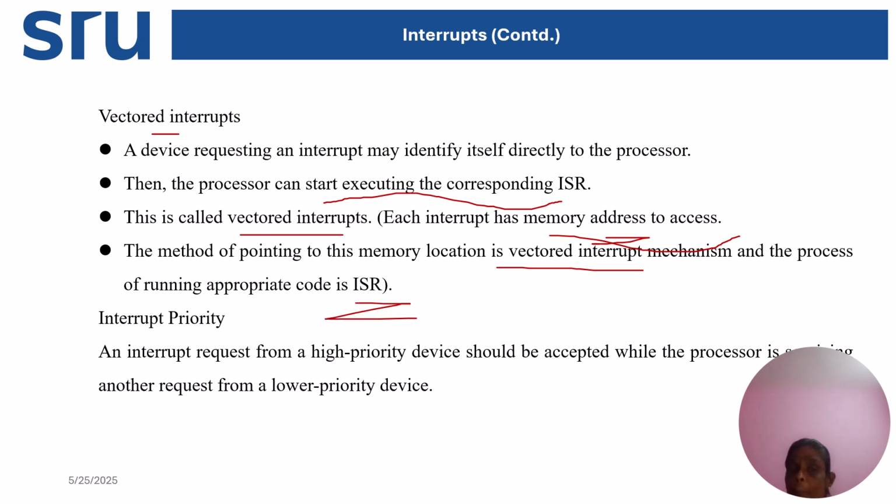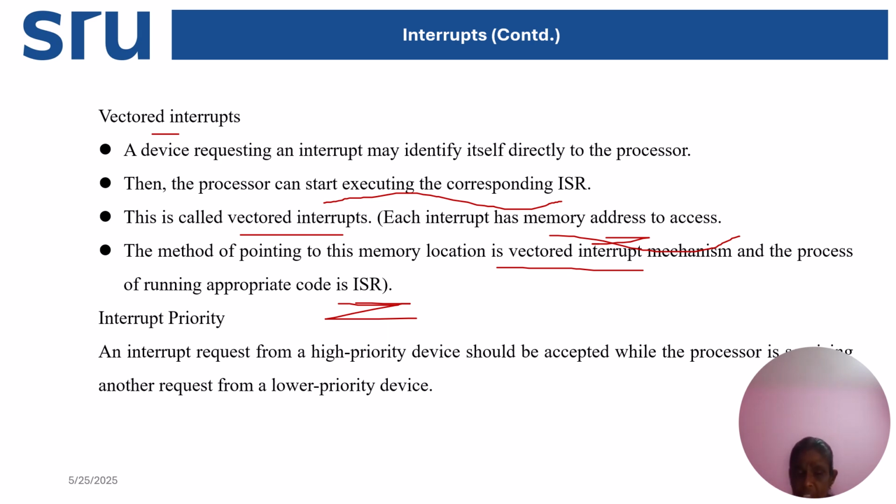Next, interrupt priority. There are 5 priorities, as I have already told you, by default. Normally 5 interrupts will be available in microcontrollers, and these interrupts are divided based on priority, so 5 categories.